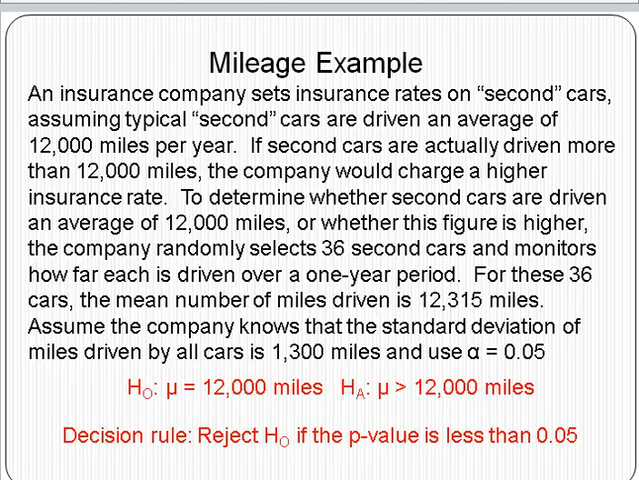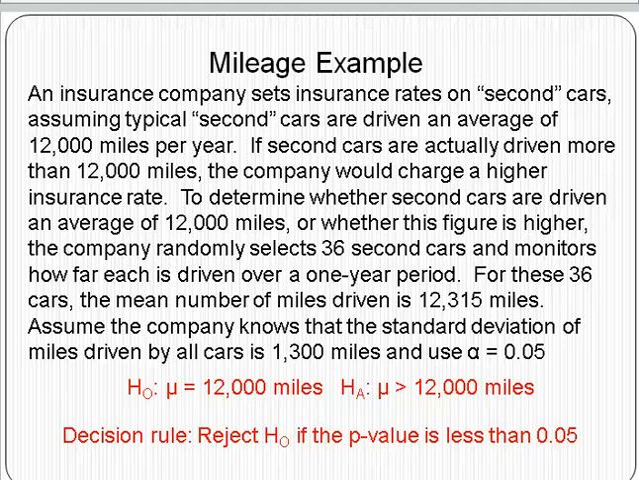All right, let's look at a particular example. This is from insurance. Insurance companies have to set their rates on second vehicles. They have primary and secondary vehicles, assuming second vehicles are driven a particular mileage. So let's say that a particular company's second vehicles assume that cars are driven an average of 12,000 miles.